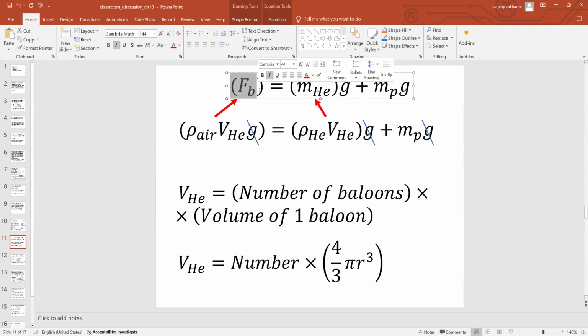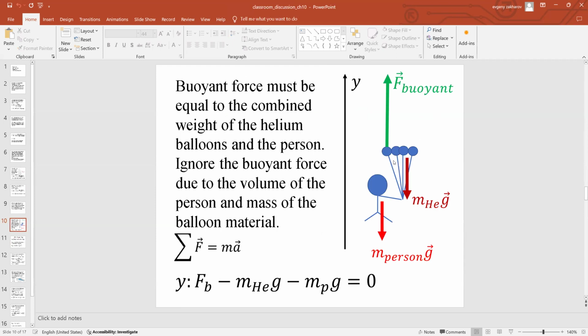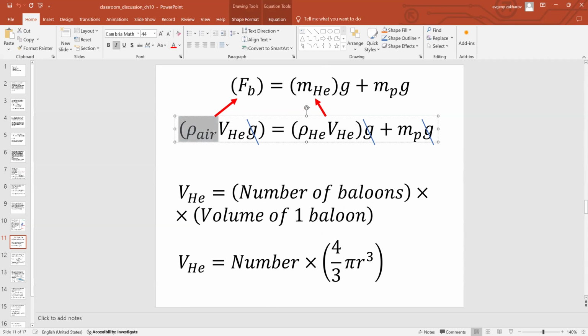Now, how do you calculate the buoyant force? What is going on with buoyant force? It's the density of the fluid that the object is submerged into. Be careful, it's not the helium, it's not the rubber that the balloons are made of, and it's not the density of a person, none of that. It's the density of the fluid that the object is immersed into. So this time it's the density of the air. Air is the fluid that the helium balloons and that little boy are immersed into.